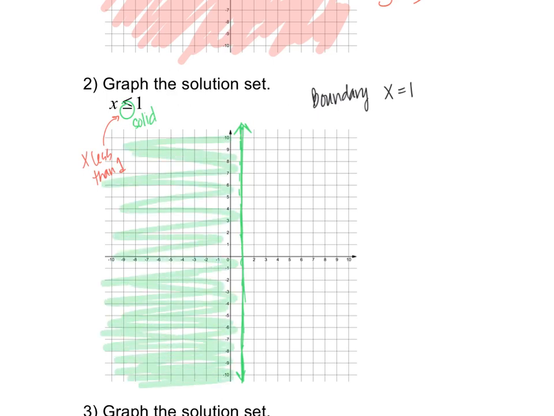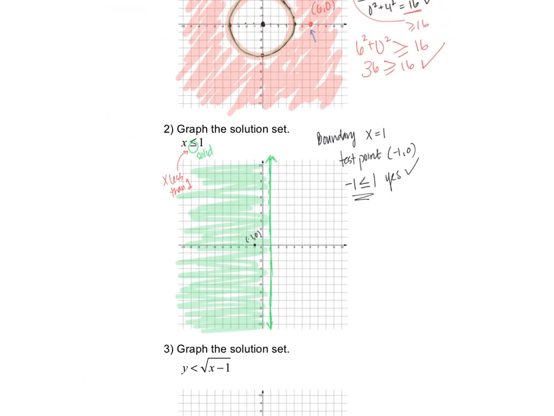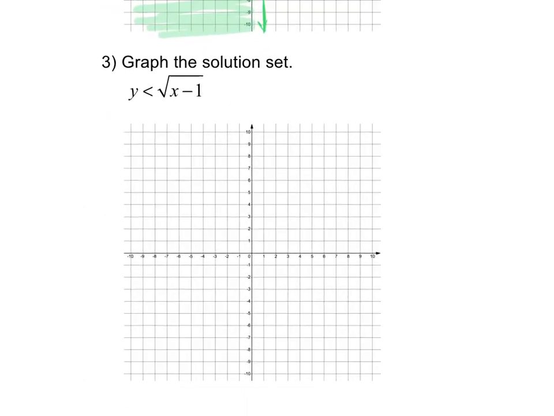And if we want to double check with a testing point, then we could say, well, let's check that -1 works. So -1, 0 would be our test point, and we will plug it in. Really, there's only one spot to plug in, and the x value is -1 less than or equal to 1. And the answer to that is yes. So you want to make sure you shade where that test point -1, 0 was. All right, let's look at number 3.